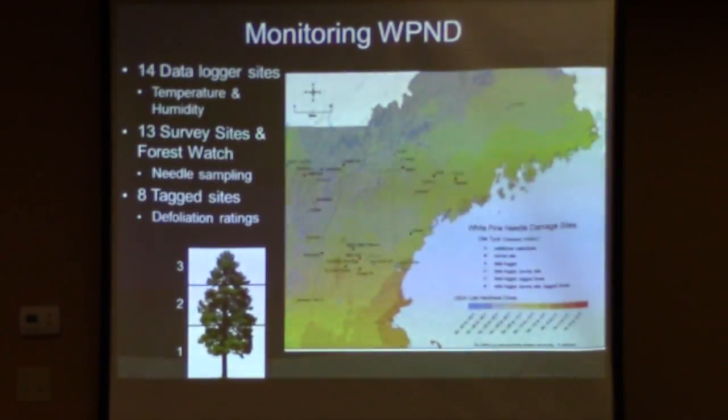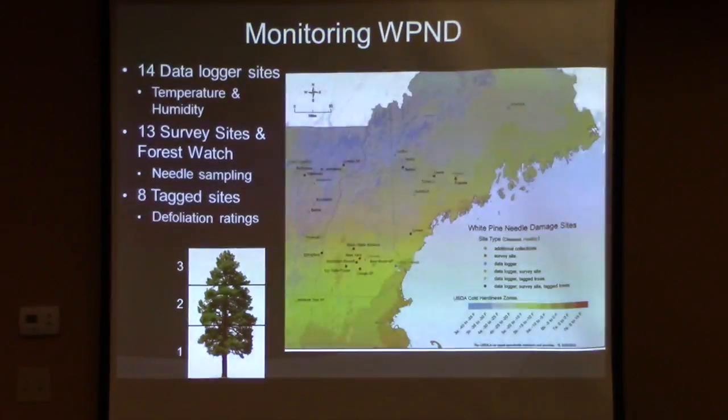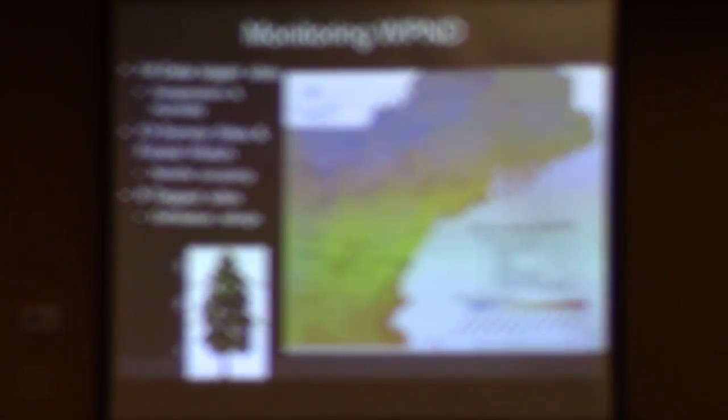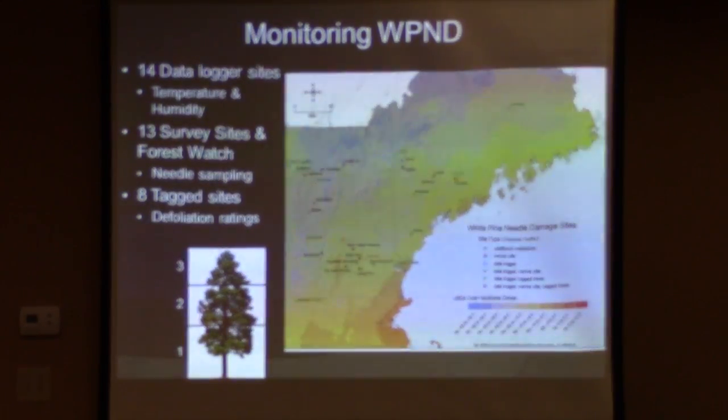And we also have 8 tag sites. These tag sites are locations where there are anywhere from 8 to 16 trees. Half of them are high severity, while the other half are healthy to low severity. At these tag sites, we rate them based on defoliation and yellowing, and we do that on a 1 to 3 scale. So basically, a 1 is if the lower crown has defoliation, a 2 is if the center part of the crown has defoliation, and 3 is if defoliation is seen throughout the entire tree.